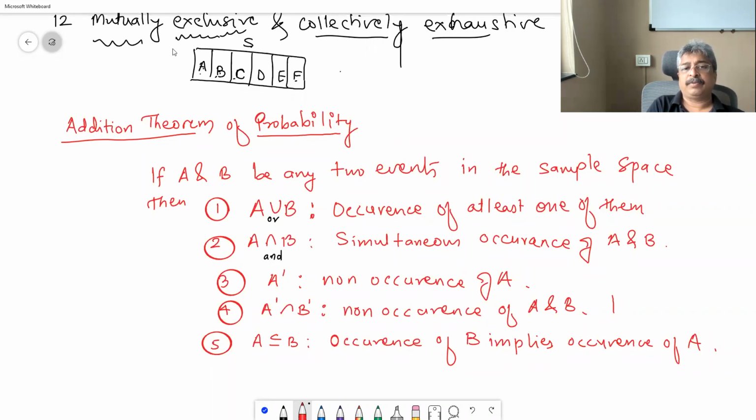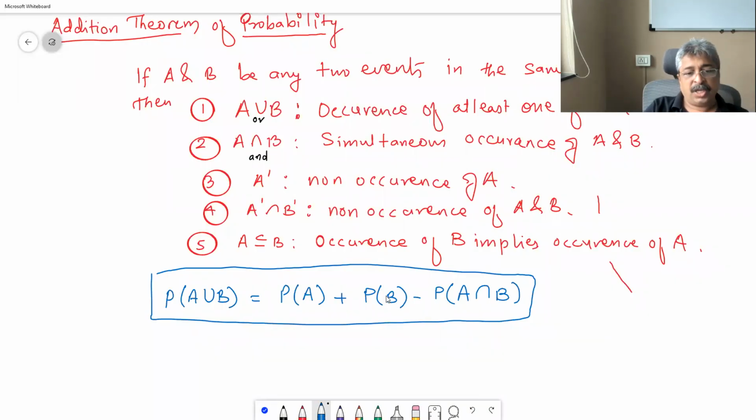Wait for a minute. Okay, so if A and B are two events and we want to find the probability of A union B, then by set theoretic calculations, the probability of occurrence of at least one of A, B, either A or B, is the probability of event A occurring plus the probability of event B occurring minus the probability of simultaneous occurrence of A and B. This is the addition theorem of probability.